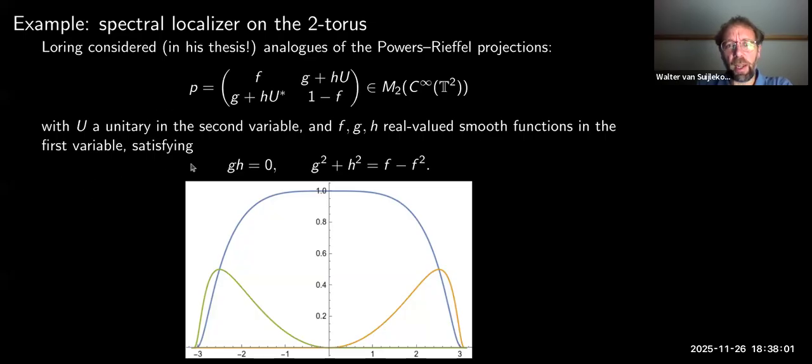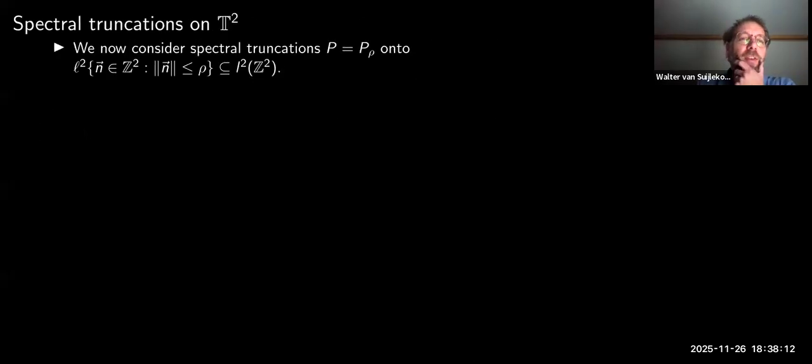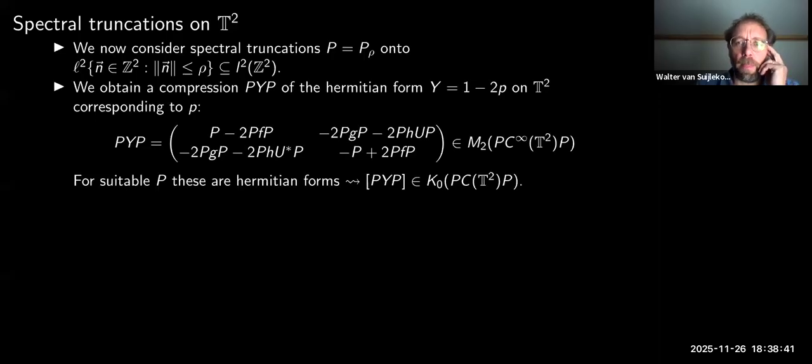So here what happens is that you can work with this projection, choosing these functions g and h and f in the first variable, it doesn't really matter, and using the other variable. Then what you can analyze is what happens to this projection, which is indeed a generator of K-theory for the torus, when you truncate it. So you look at spectral truncations, where you look at some kind of region in Z^2 corresponding to the eigenvalues of the Dirac operator up to some scale rho. And so that's depicted here. That's the closed Hilbert subspace, and you compress onto that.